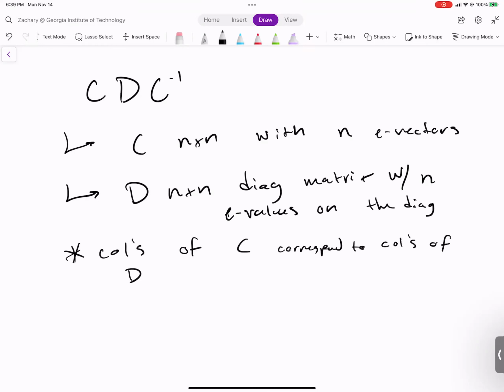What that means is if your second column in D has lambda equals 2, your second column in C will have the eigenvector for lambda equals 2. They line up vertically just so you can keep all of your ducks in a row.